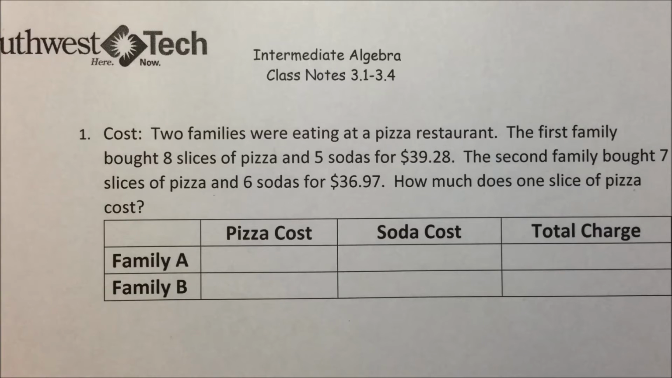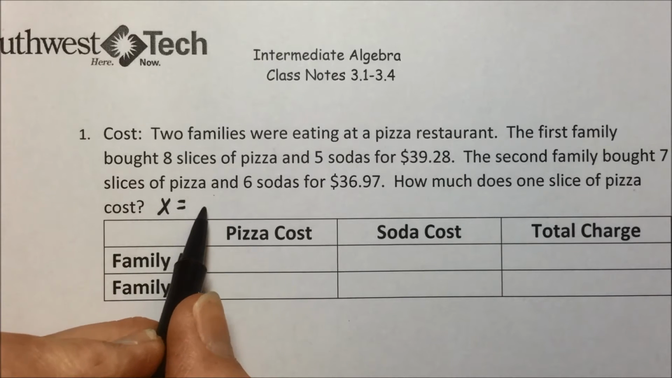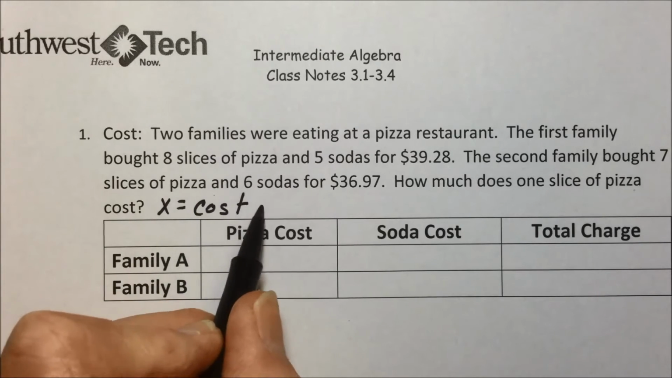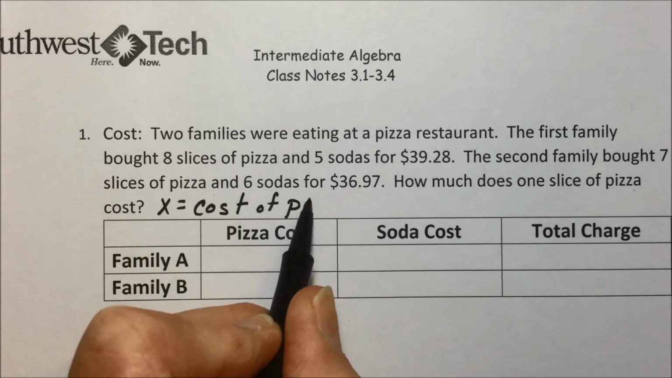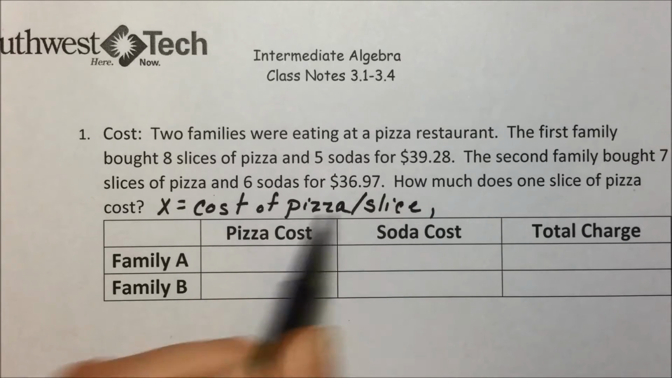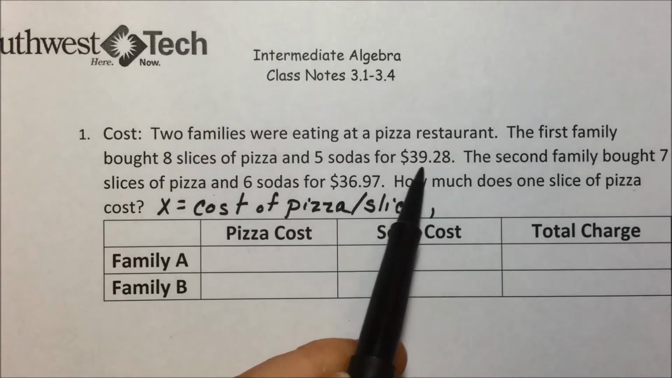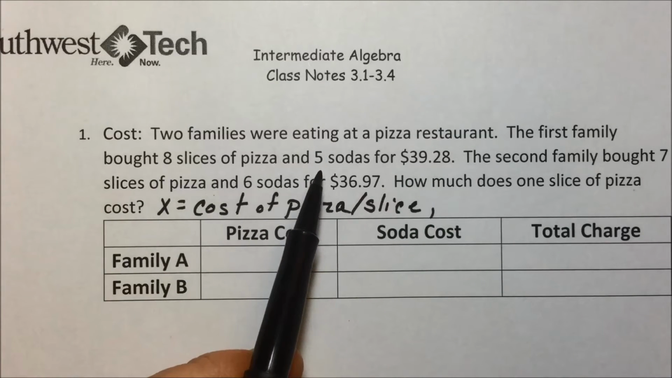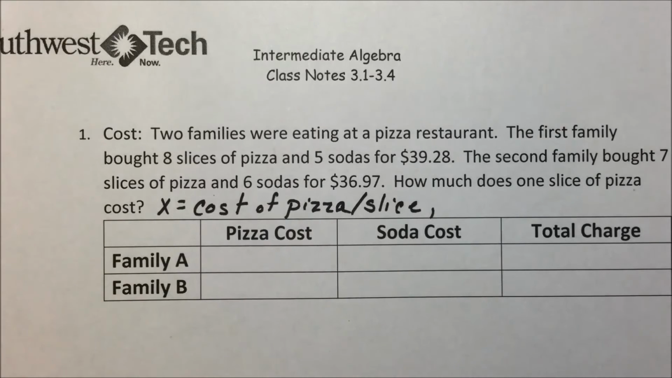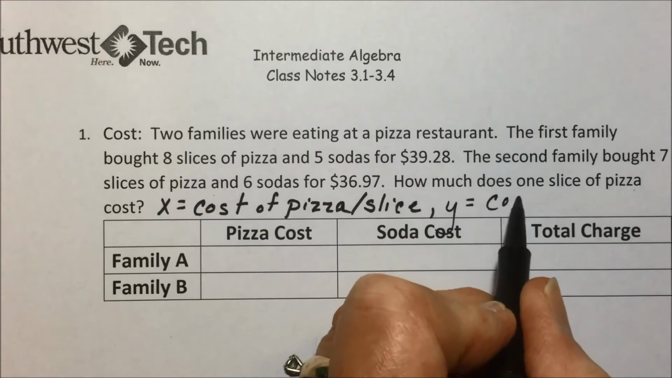So we have two unknowns here. We're looking for the price for pizza, so we can let one variable represent the cost of pizza per slice. But we also have a second unknown. They're not asking for that, but to solve this problem, we're also going to need to know, or at least represent, the unknown cost per soda.